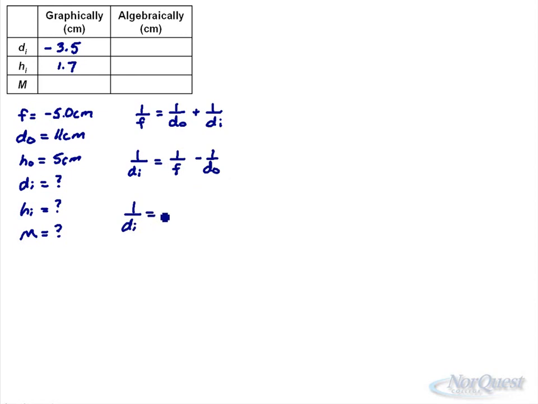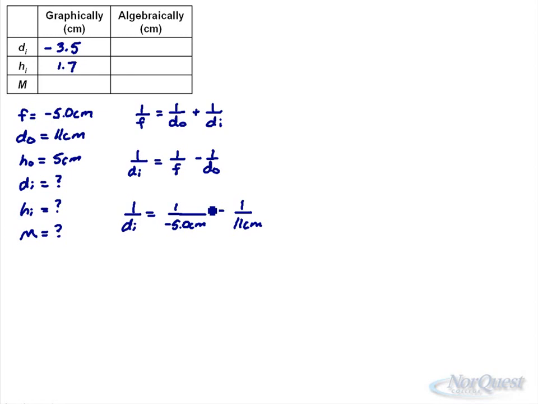Same as the last problem, you just have to be real careful with your signs. This is 1 over negative 5.0 centimeters, subtract 1 over 11 centimeters. Be really careful when you punch this in. Again, it'll be 1 divided by negative 5, subtract 1 divided by 11.